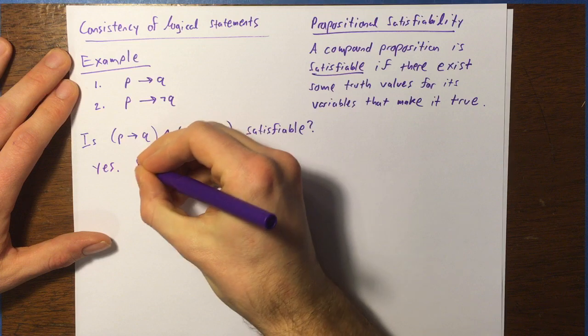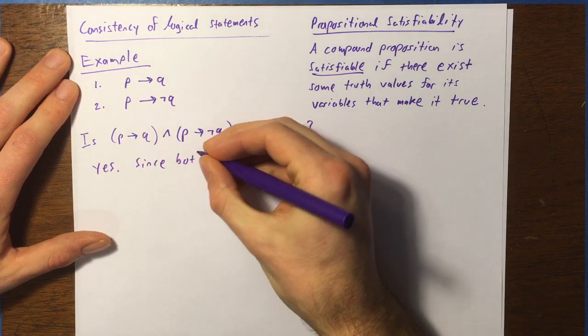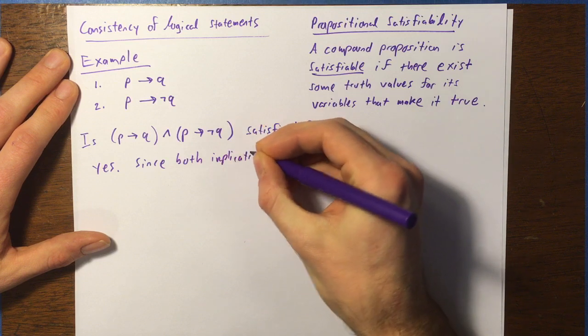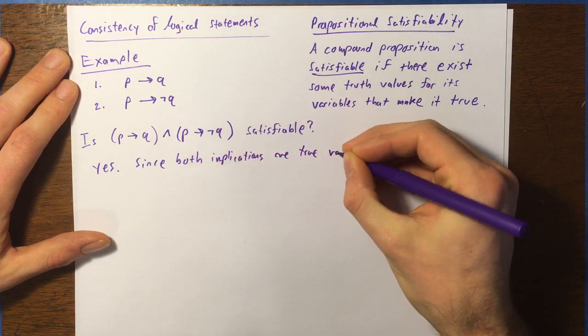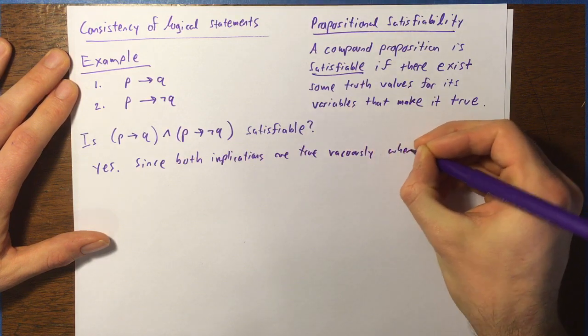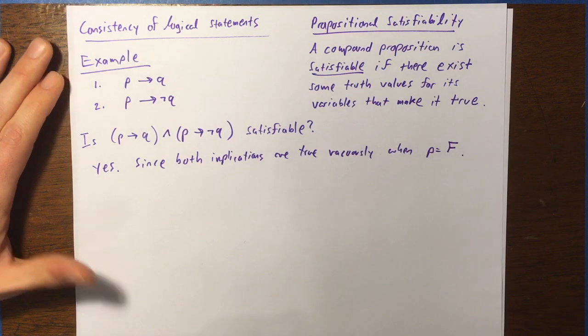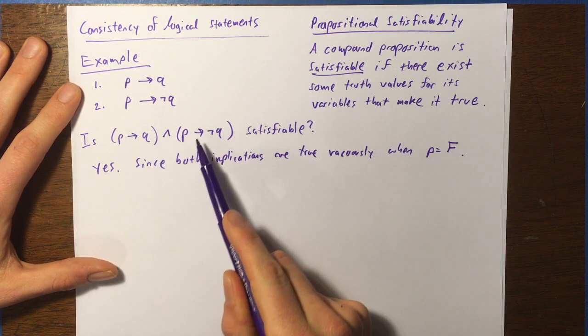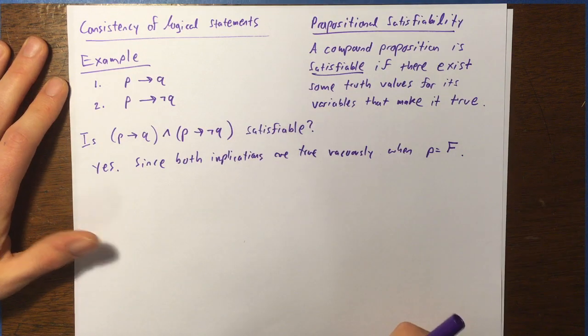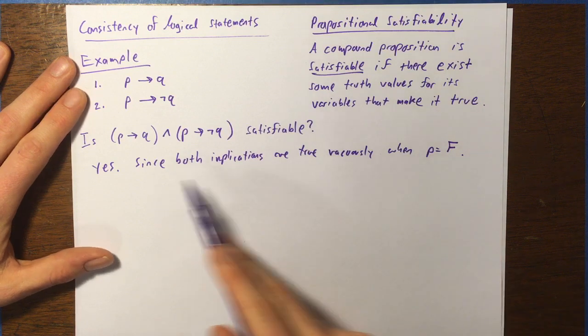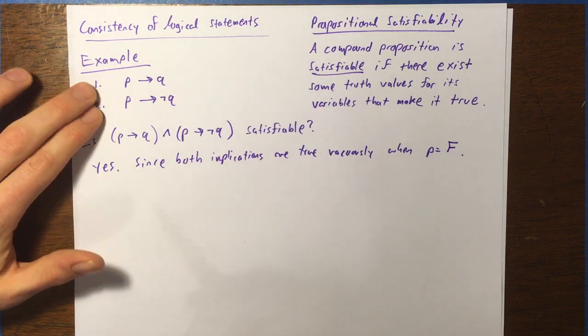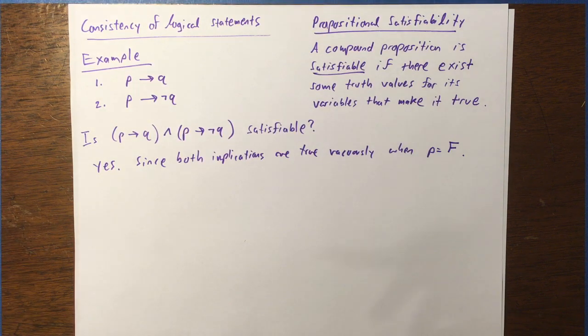In this case, the answer is yes, since both implications will be vacuously true when P is false. So if P is false, P implies Q will be vacuously true, and P implies not Q will be vacuously true, regardless of the value of Q, so it doesn't matter. So Q can be whatever you want. As long as P is false, this will be satisfied, which means that these statements are consistent with one another. Perhaps not in a very satisfying way, since maybe it's not very useful for them to be consistent if the only way that's ever possible is when you have vacuous truth, but at least they are consistent.